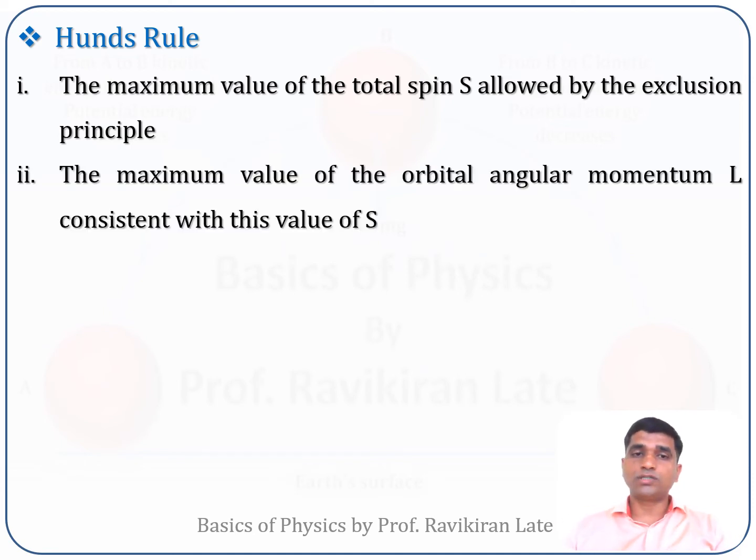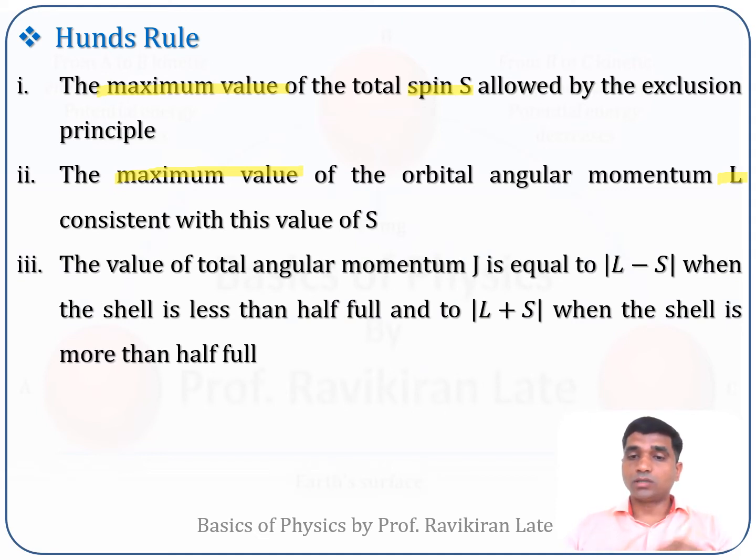So these first two conditions are very important: it will have a maximum value of S, so the spin has to be maximum, and it will have a maximum value of L. That is, the spin angular momentum has to be maximum and the orbital angular momentum has to be maximum. Now the third rule tells us that the total angular momentum, which is nothing but the vector addition of the spin angular momentum and the orbital angular momentum, is equal to L minus S, or L plus S, when this is possible, because these are vectors. We must decide when to take addition and when to take subtraction.